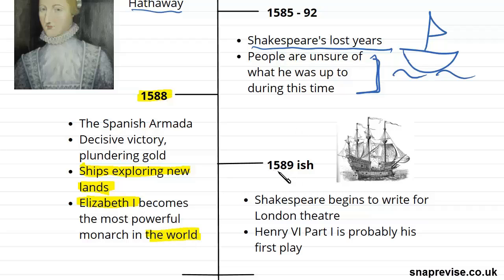And then we moved to around 1589. Obviously, we don't know for certain because we don't really know what he was doing until his plays started opening and we have actual records of that. But people estimate that around 1589, Shakespeare began to write for London theatre and he moved from Stratford-upon-Avon to London. And that Henry VI Part 1 is probably his first play.